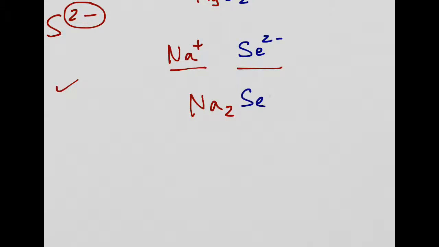Now, a lot of textbooks and teachers like to explain that you do what's called a crisscross method. You simply take the absolute value of the charge and you put that down there as the subscript, and the absolute value of the charge for the sodium then becomes the subscript for the selenium. Because it's a +1, we don't need to write a 1 here. By convention, we always assume that it's a 1 there, but you can see how that works.